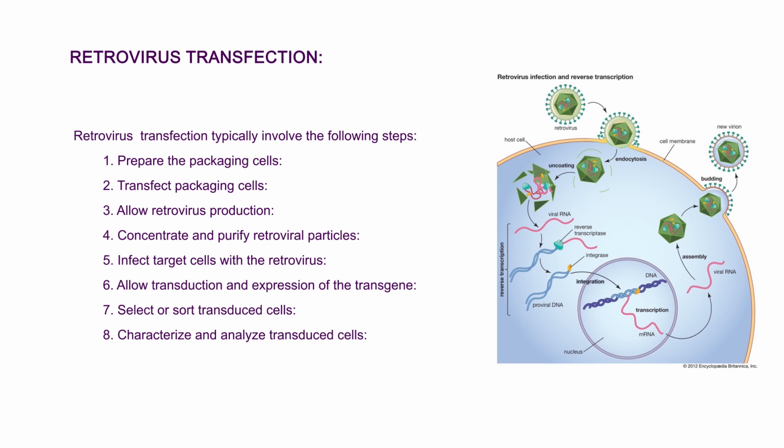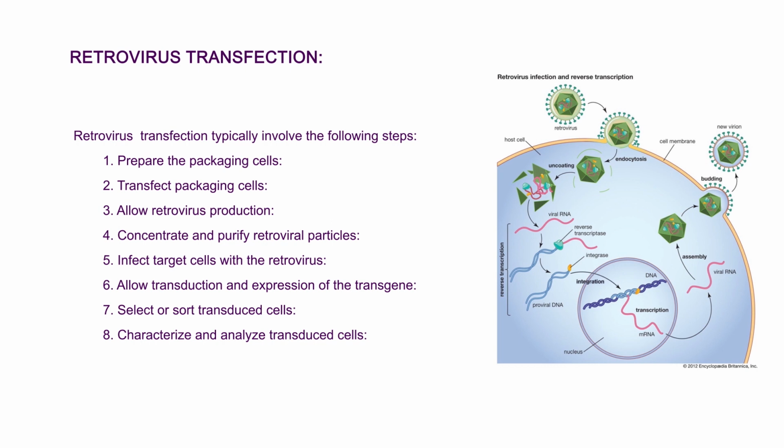The packaging cells are then transfected with the plasmid vector that combines the gene of interest flanked by the retroviral long terminal repeats, generally known as LTRs. These LTRs provide necessary signals for reverse transcription and integration. The transfection is typically achieved using calcium phosphate, lipofection or electroporation techniques that allow retrovirus production. After this transfection, packaging cells start producing retroviral particles.